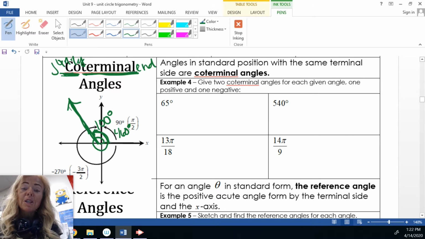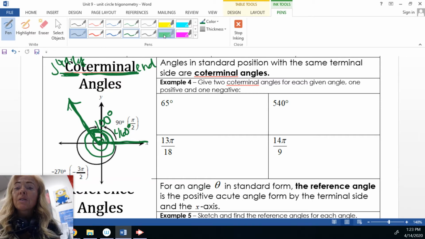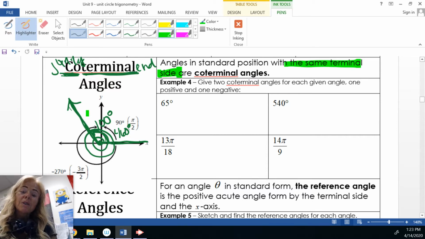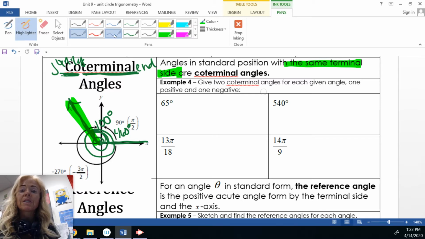They have the same initial side too. It always starts at the x-axis here, of course, but if you travel 100 degrees or 360 plus 100 to 460 degrees, those have the same exact terminal end. And that is what we mean by coterminal angles. Coterminal angles have the same terminal side. So you notice that this side is the same with the 100 degree angle or the 460 degree angle, and there are an infinite amount of angles for which that is the case.